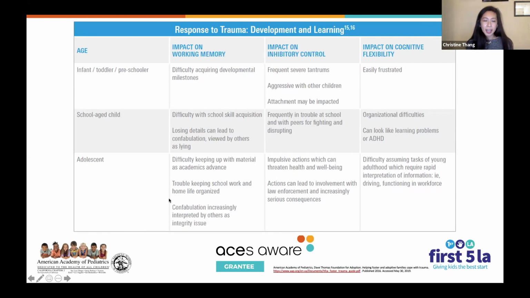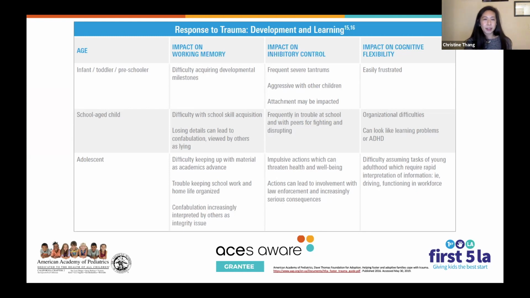For the adolescent, again, they're having trouble keeping up with their academics. They may be getting in trouble at school, at home. Again, that confabulation, the integrity issue comes into play. And then their impulsive actions now start to threaten their health and well-being. Those actions may start getting them in trouble with the law. And those tasks of young adulthood, which require rapid interpretation of information, they may have trouble driving and holding a part-time job or functioning in the workforce.